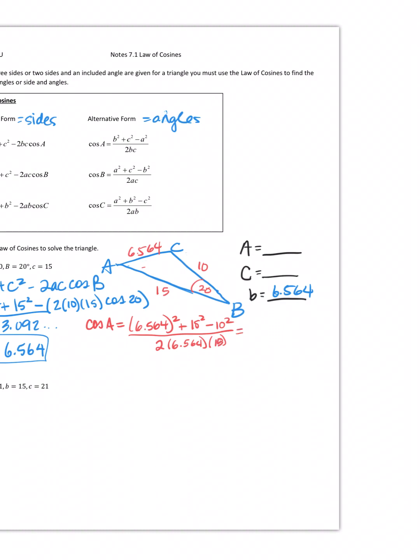All right, when I do all this, I get a decimal of 0.8536. Now remember, this is the cosine of A. So in order to find A, I need to do the inverse cosine. So A is going to equal the inverse cosine of that decimal value. And you can do all this in your calculator.